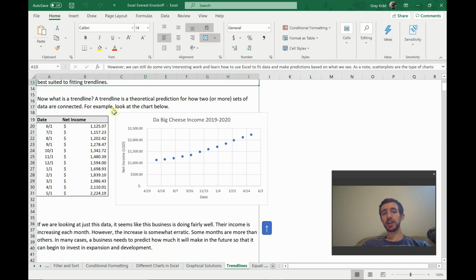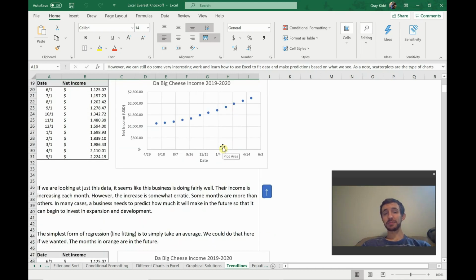So we have this chart right here. Now, if you're looking at this data, it might seem like the business is doing fairly well. I mean, it's going up. Okay, great. However, some months it's going up a little bit more than others. It's not perfectly smooth. Now, you can just say, okay, we're going to do things the way we've been doing them. But in most businesses, you want to expand. Expansion means you have to have an idea of what's coming next.